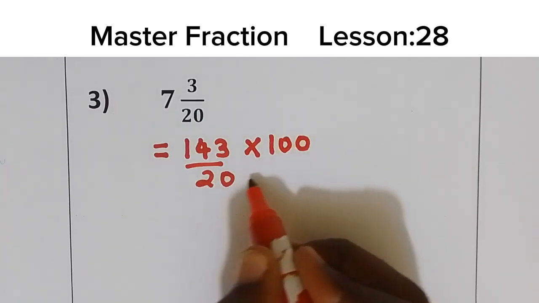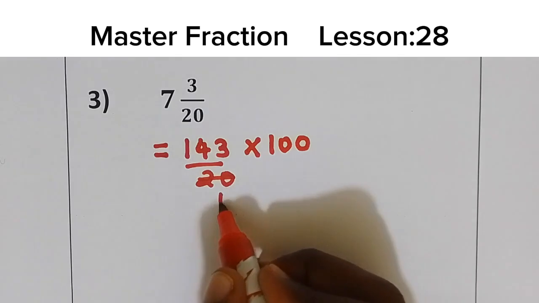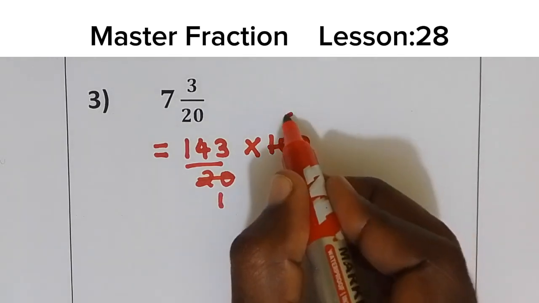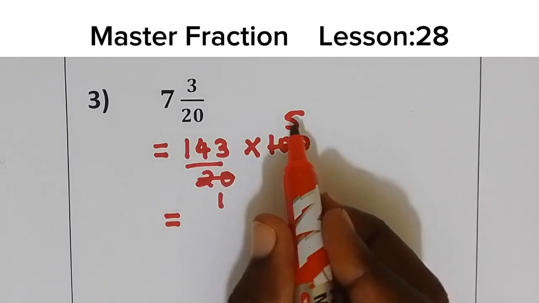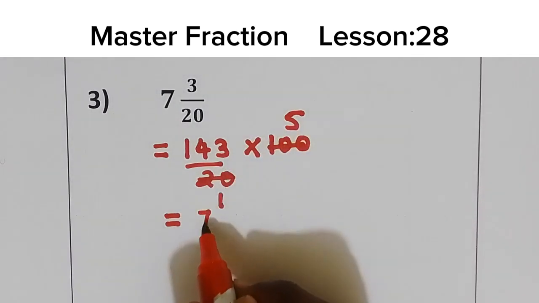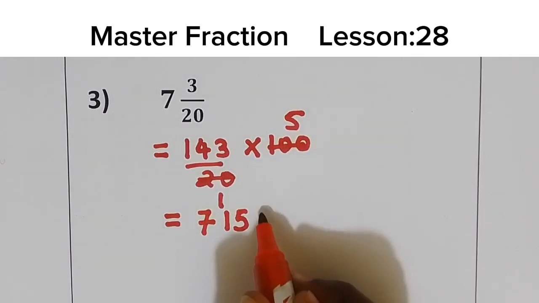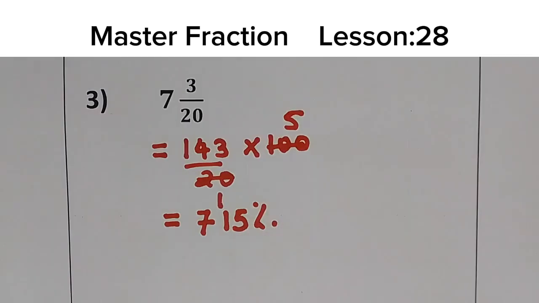We can simplify here by 20, it's 1. By 20, we get 5. 143 multiplied by 5, we get 715%. Hope you understand how to convert a fraction into percentage.